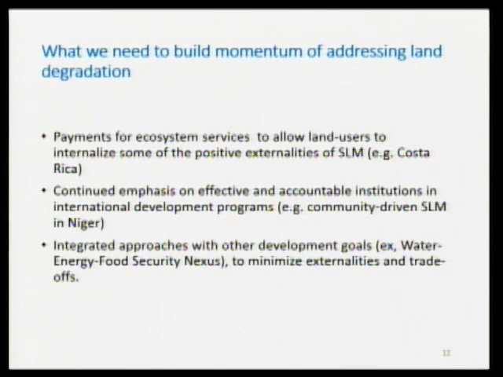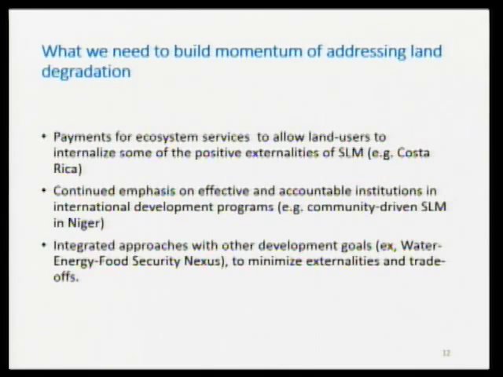There are some successful examples from some countries in the world, for example, in Costa Rica. And what we find, again, and I emphasize that it's very important, is that some of the achievements in the countries we have looked at were made because there was a strong drive towards achieving more effective institutions. So continuing emphasis on effective and accountable institutions in international development programs can be a low-hanging fruit to help in achieving sustainable land management.